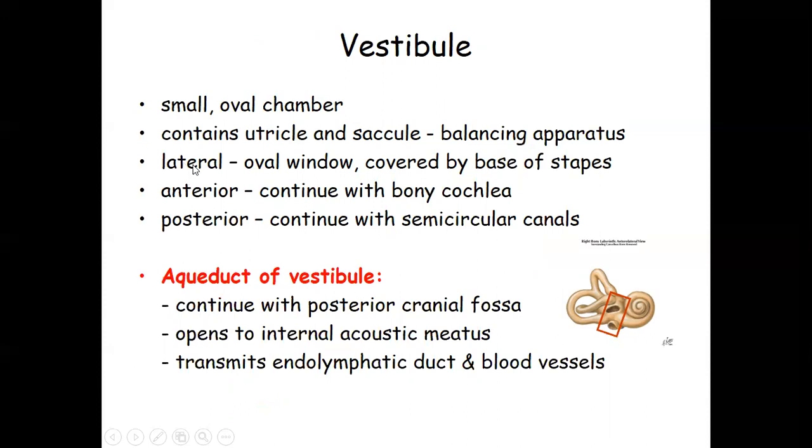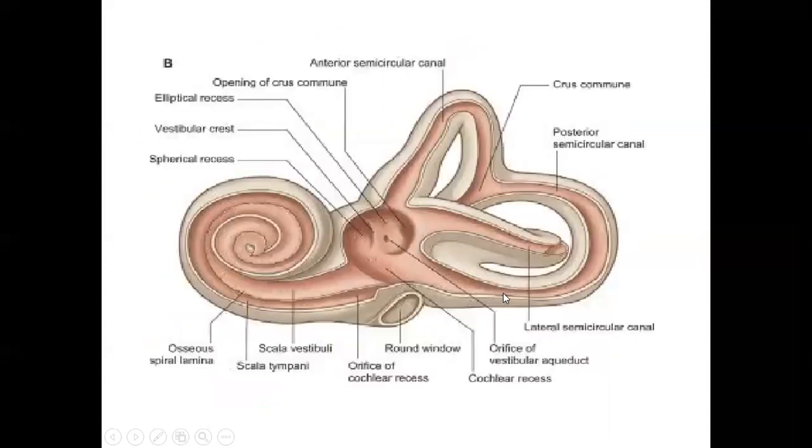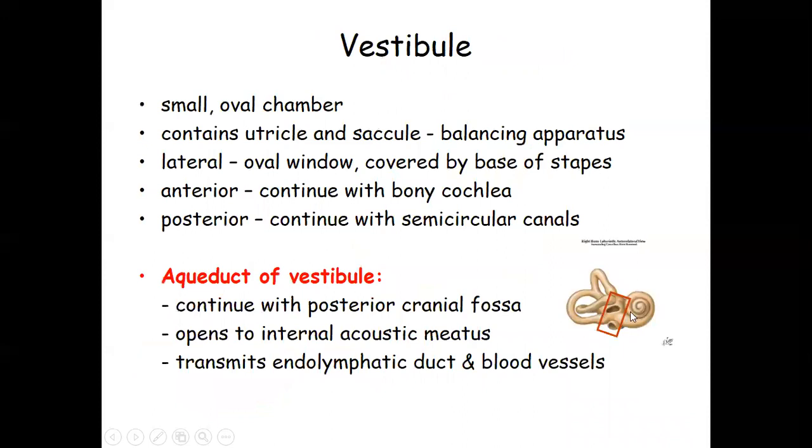On the lateral side, we have the oval window. You can see here, this is the oval window, and it is covered by the base of the stapes. I hope you still remember the base of the stapes. This is on the lateral side. Try to imagine this is toward the anterior.